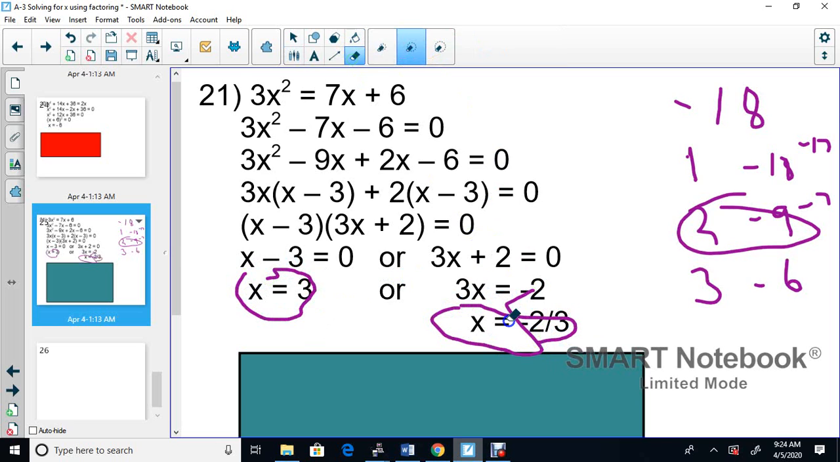That's a pretty bad job. Let's fix that up a little bit. Okay, we'll go x equal to 2 over 3.